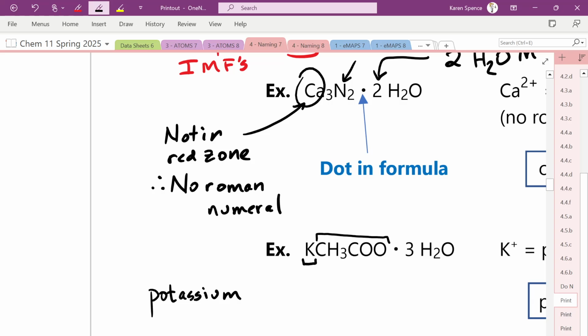So you look up CH3COO-, and that is named acetate. If you named it ethanoate, that would also be fine. Okay, so we have potassium, acetate, and then what? Trihydrate. No, good. That's what you should be saying.